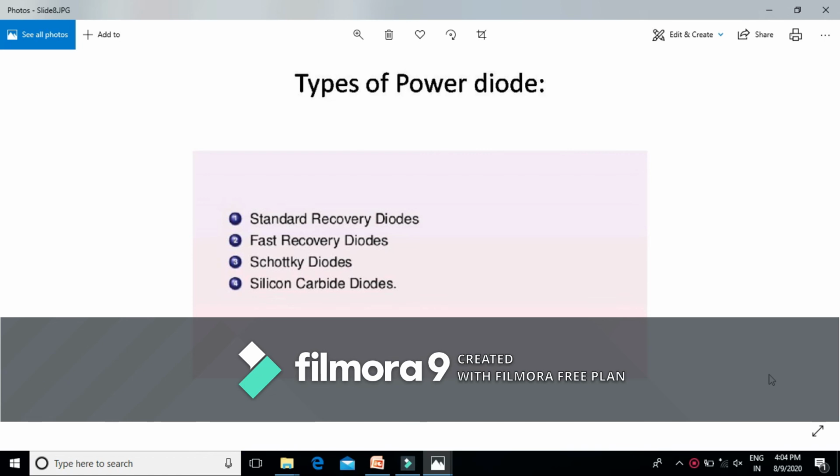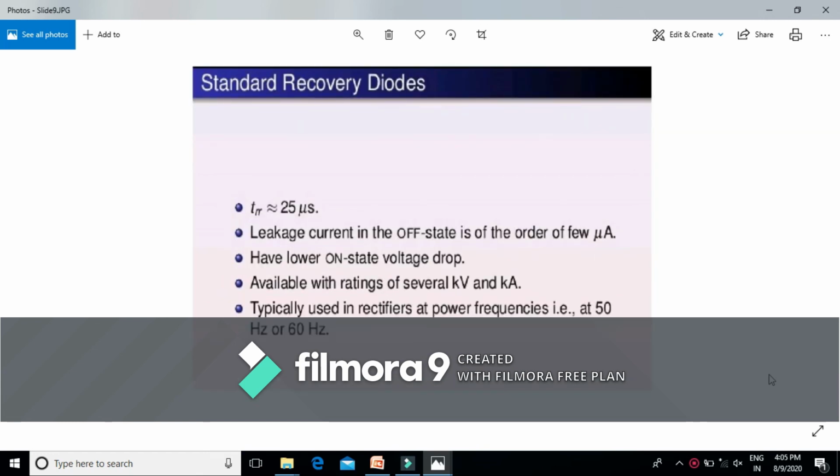The different types of power diodes include standard recovery diodes, fast recovery diodes, Schottky diodes, and silicon carbide diodes. Standard recovery diodes. These diodes have reverse recovery time of approximately 25 microseconds. The leakage current here in the off state is of the order of few microamperes. These have lower on state voltage drop. These are available with ratings of several kilovolts to kiloamperes. These are typically used in rectifiers at power frequencies, that's at 50 Hz or 60 Hz.